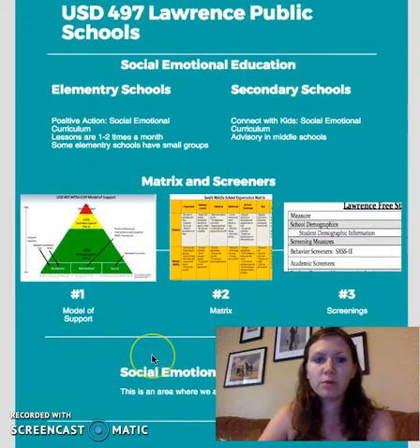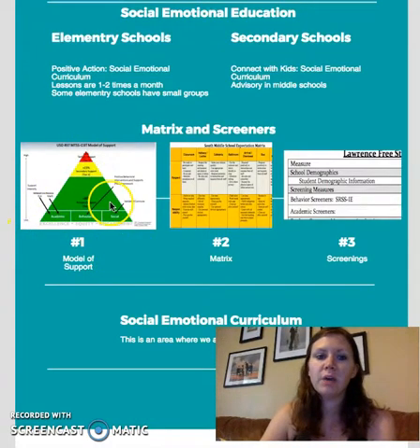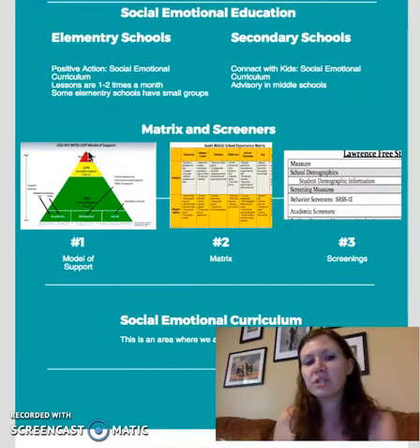So to be able to go forward with the social and emotional education, we have our model of support. We identify that 80% of our students typically will be in this green area. About 15% will be in the yellow, which is where we need to start evaluating. And then 5% will be in the top level, which is those students who are either already receiving interventions or need to be receiving interventions pretty quickly.